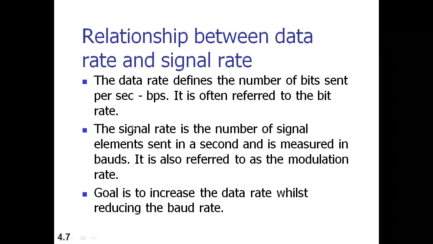Whereas once we convert the data into a signal, the signal rate will appear. The signal rate is the number of signal elements sent in a second and is measured in bauds. It is also referred to as the modulation rate. So the goal is to increase the data rate while reducing the baud rate, or signal rate.